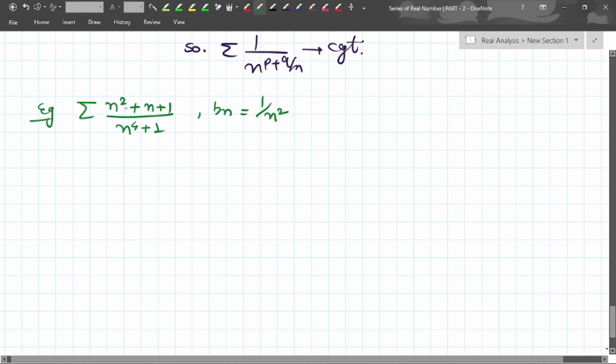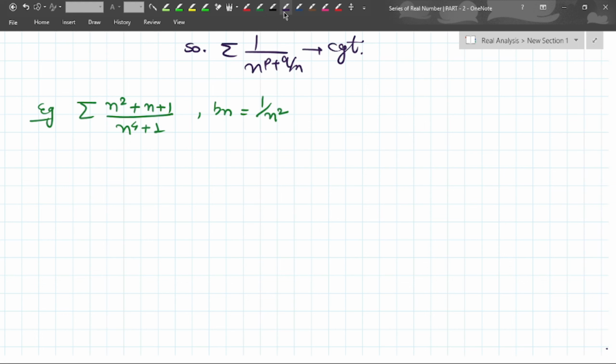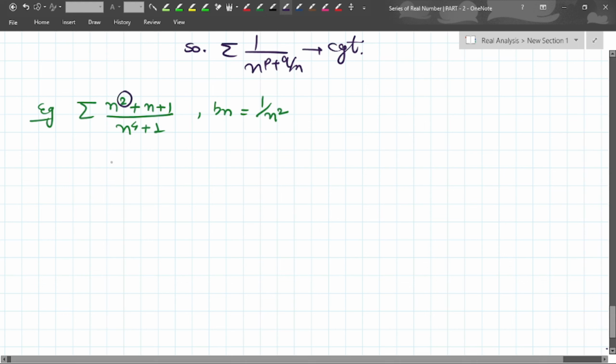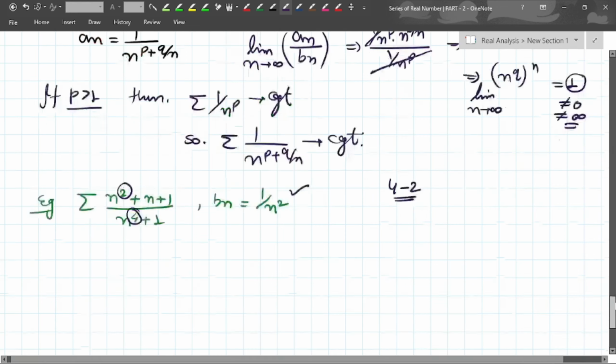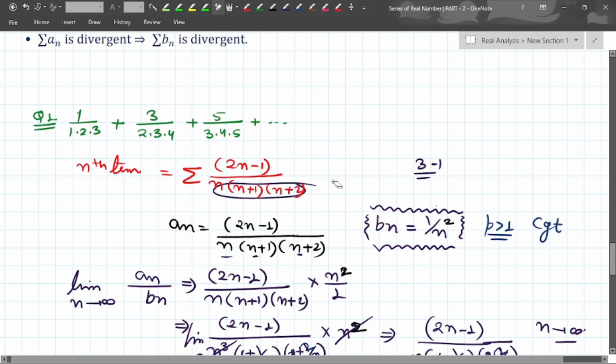But remember one more thing. Highest power in the numerator is 2, highest power in the denominator is 4. Then take 4 minus 2, denominator's power minus numerator's power, and you will get exactly that. From here you can also see the degree is 3 and 1, so take 3 minus 1. You will always get the correct result. This is one of the results here. So 4 minus 2, that is 2.